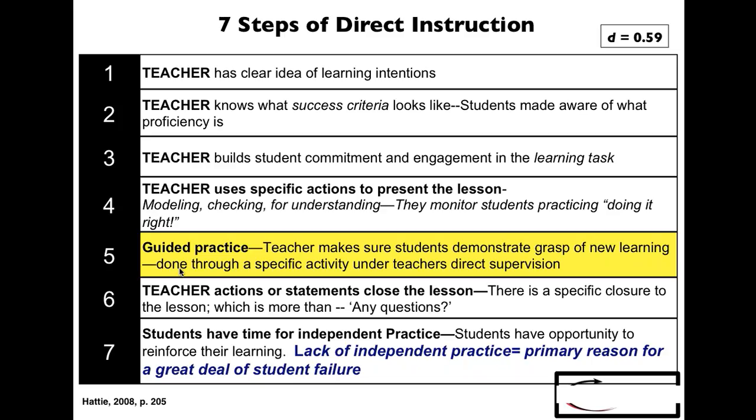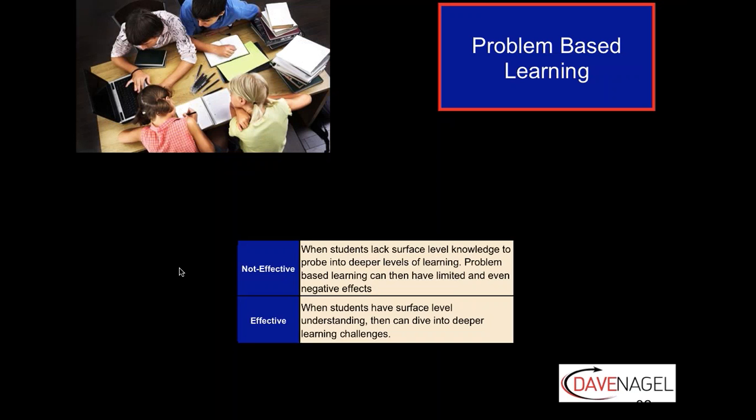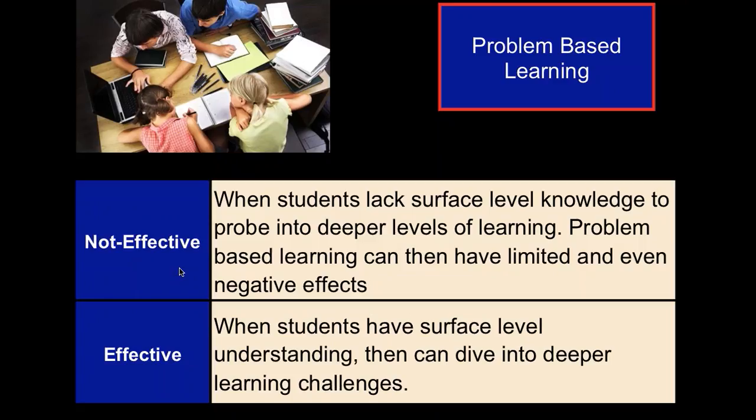Number 7, students have time for independent practice, and the lack of it is the primary reason for a large amount of student failure. Let's go back to problem-based learning. Here's why it has been ineffective. It's not that we should abandon problem-based learning. When students lack surface-level knowledge, when they try to probe into the deeper learning, it can actually have negative effects. If we're giving students a problem to solve and we haven't given them the tools to help solve it, and they don't have that surface knowledge, they'll be impeded in their learning.